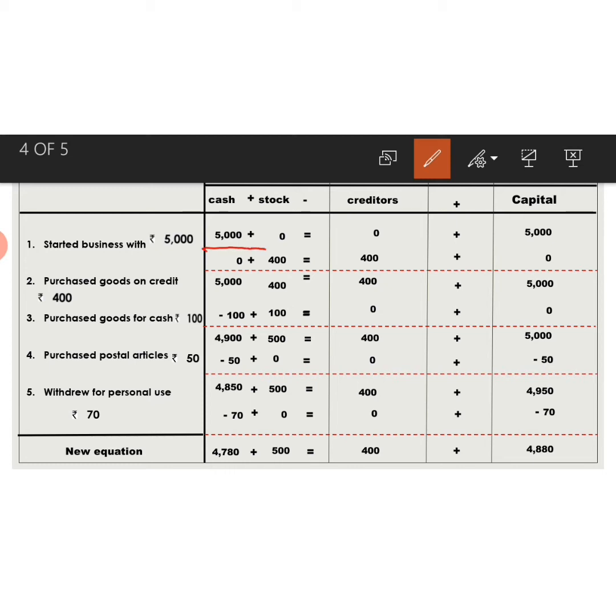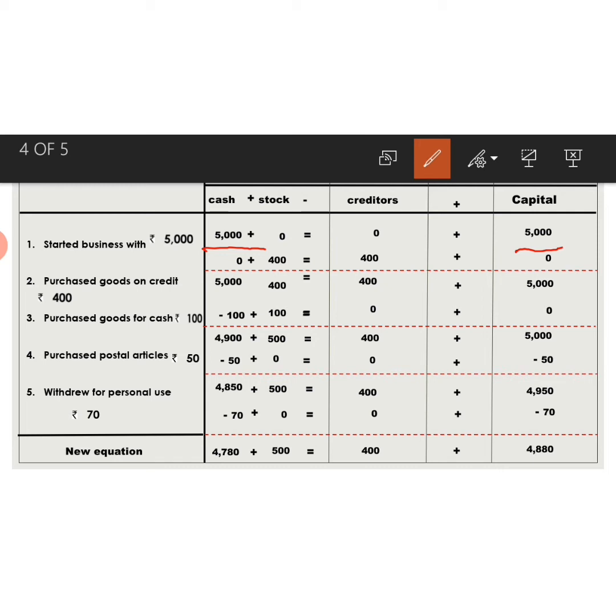And again, it should appear once more. Since this 5,000 is brought in by the proprietor, it should be shown on the capital side, because anything which is brought in by the proprietor should be added to the capital. So this 5,000 should also appear under capital on the liability side. And since the stock is 0 in this transaction, stock should be shown 0, creditors 0, and capital 5,000.